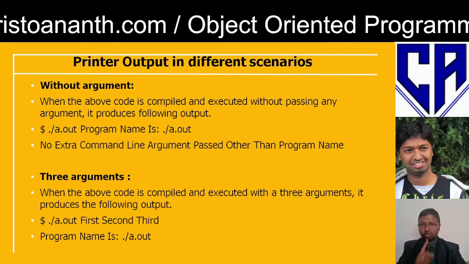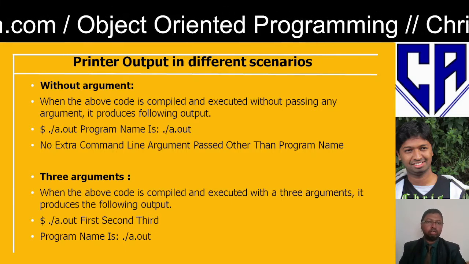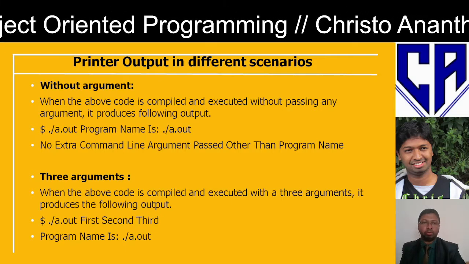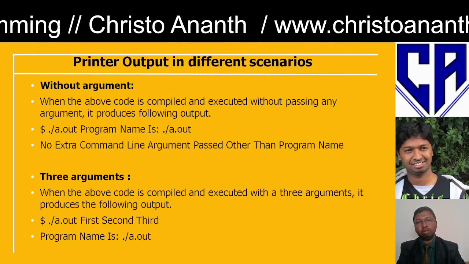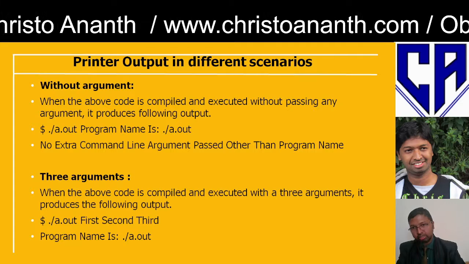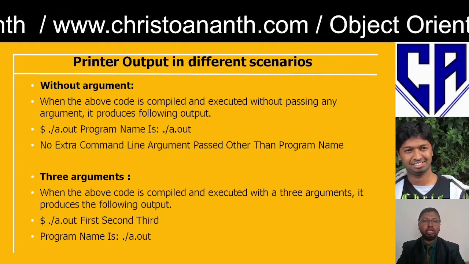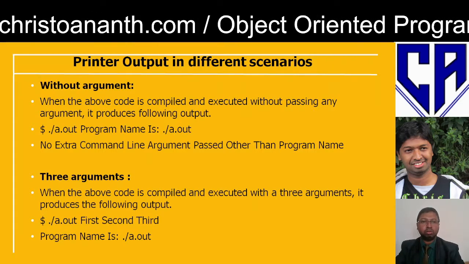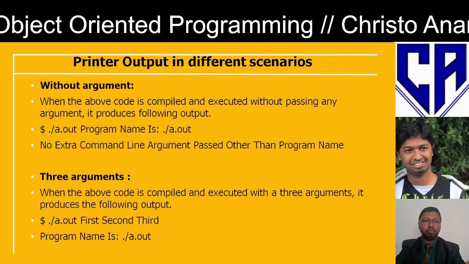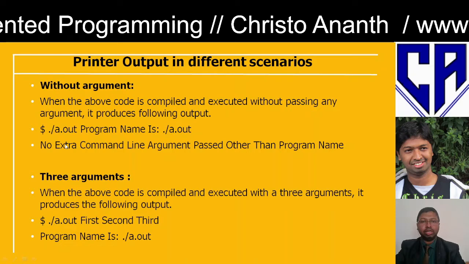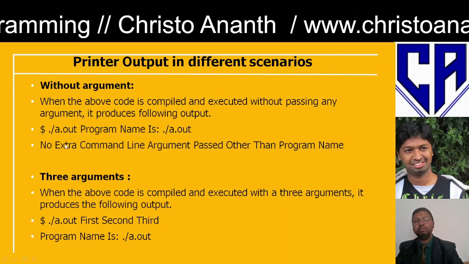Then you can print the output in different scenarios, even without an argument, or maybe with two or three arguments. Without an argument, if you compile the code and execute it, it will look like this: a dot out, program name is a dot out, and no extra command line argument other than the program name.